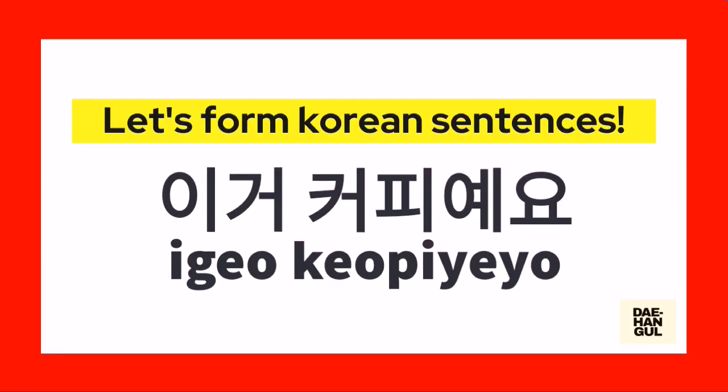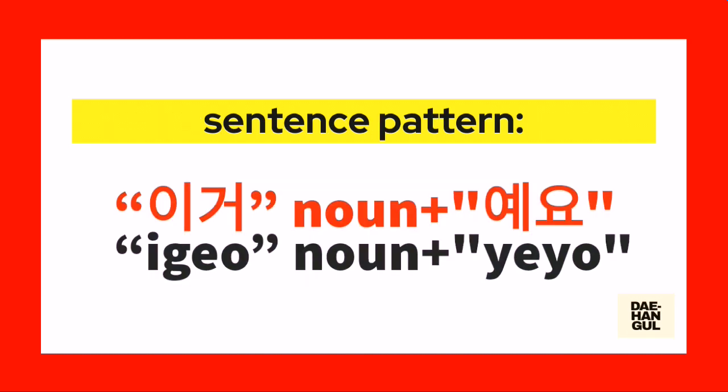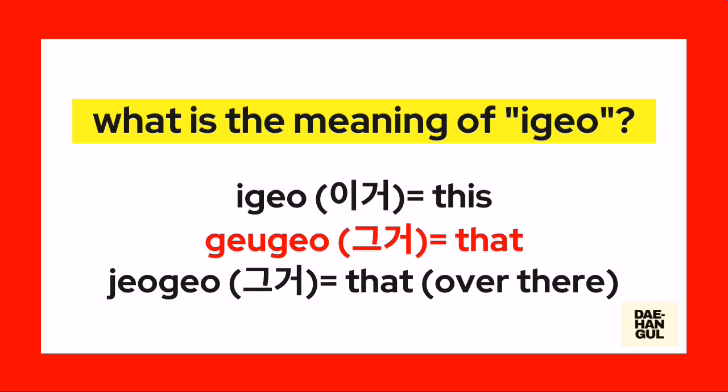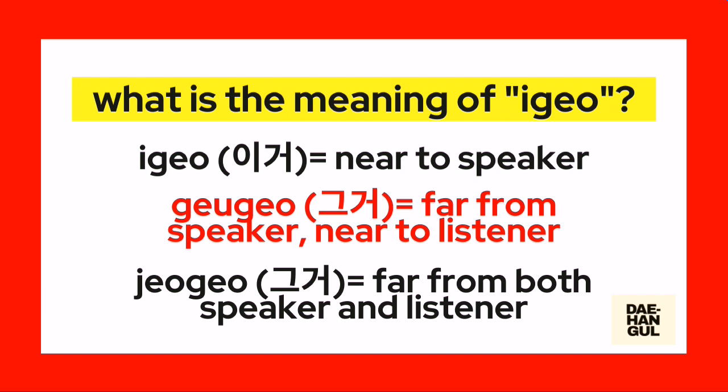Let's form Korean sentences. 이거 커피예요. 이거 커피예요. This sentence follows the sentence pattern 이거, noun, plus 예요. What is the meaning of 이거? 이거 means this. This is a demonstrative pronoun used when the subject of our sentence is near to the speaker.